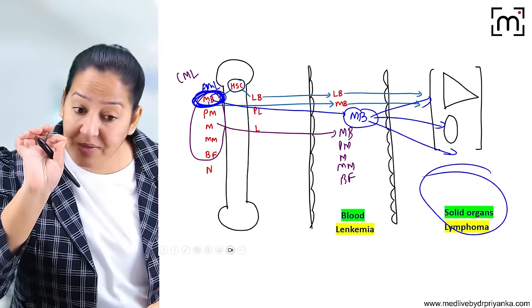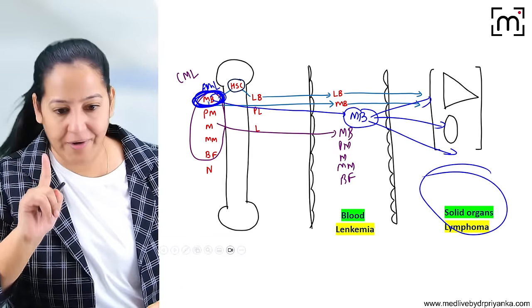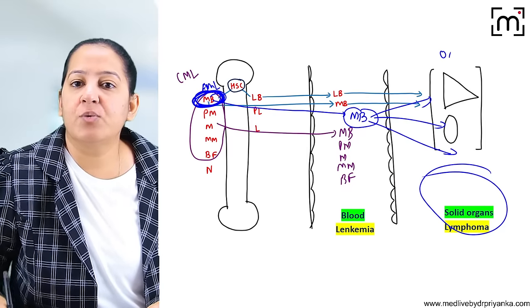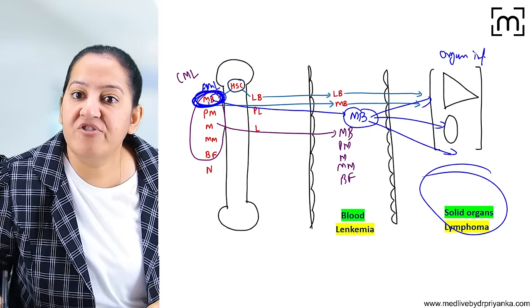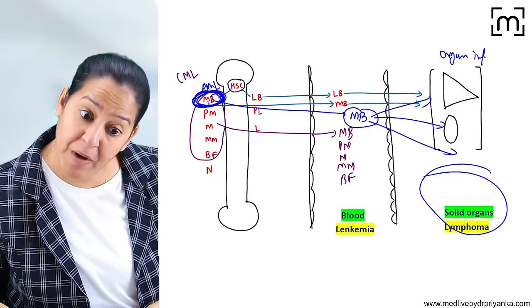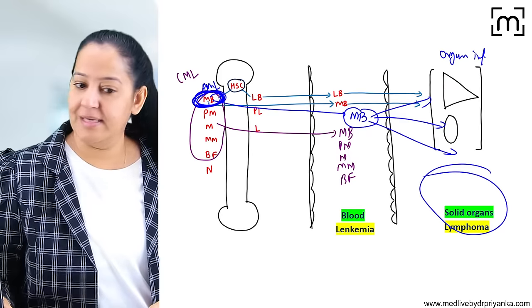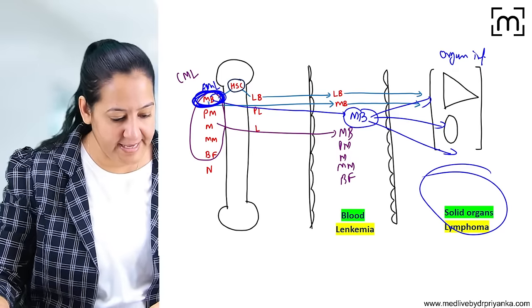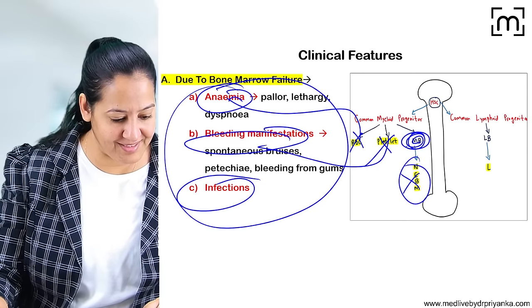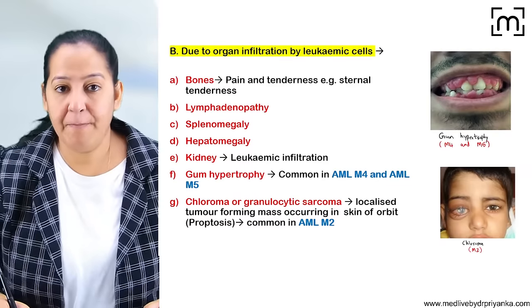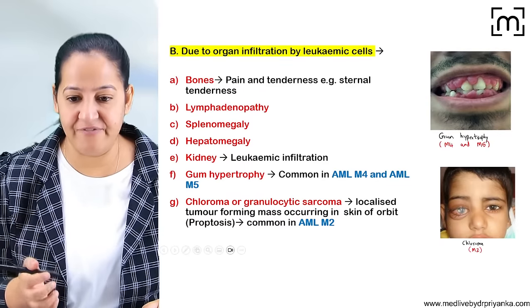How many of you got this point? It is known as organ infiltration. So organ infiltration occurs in AML. Myeloblasts do so. But in CML, it doesn't occur. It never occurs. Say yes if you got it. How many of you got it? So in which organ is it infiltrating?